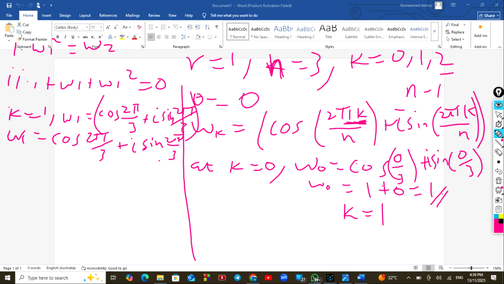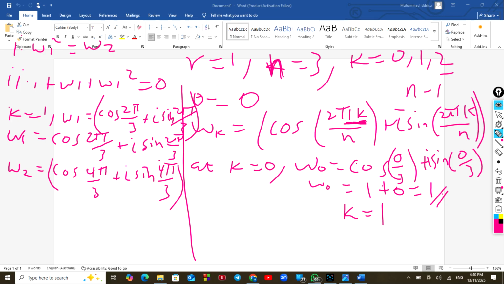Okay, so the final one is W2. W2 will be equal to cos of 2 pi k, so 2 pi times 2, which is 4 pi over 3, plus i sin 4 pi over 3.